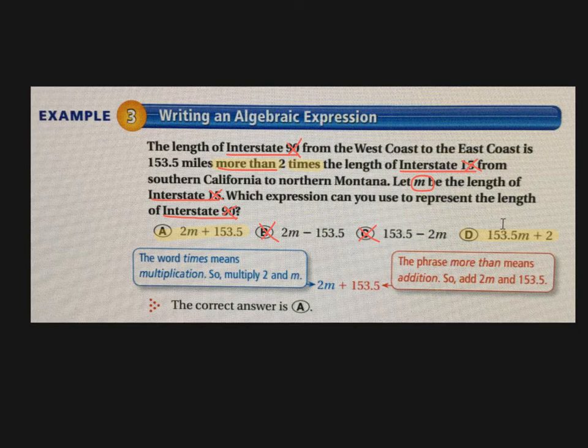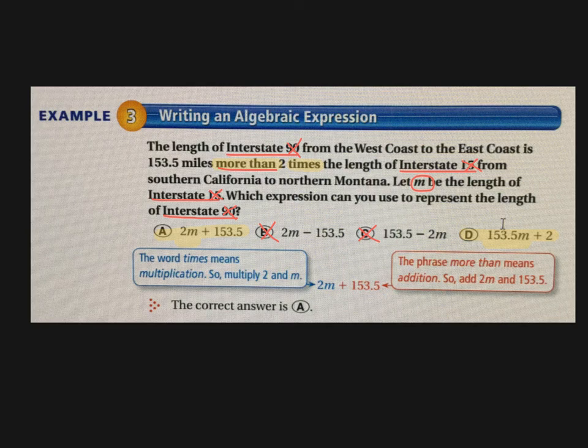I've got 2m and I've got 153.5m. So those are both multiplication. So we don't have to worry about eliminating anything at this point. So now what I have to recognize here is that I've got multiplication and addition in my problem. Would it be best to say 2 times m, which is the length of Interstate 15, plus the 153.5 miles, which is the length of Interstate 90? So think about that for a second.